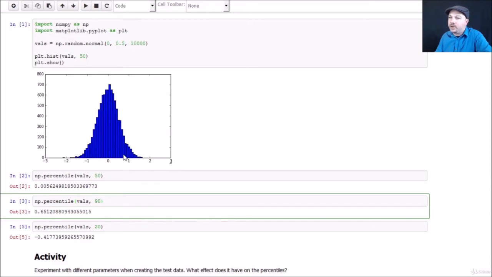So the 90th percentile of this data turns out to be 0.65. So, you know, it's around here. And basically at that point, 90% of the data is less than that. So I'll believe that. 10% is greater, 90% is less than, right around there.